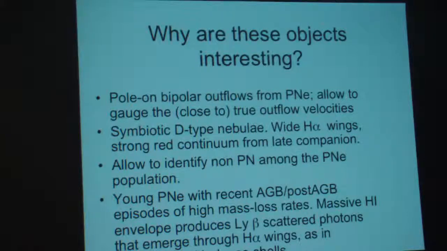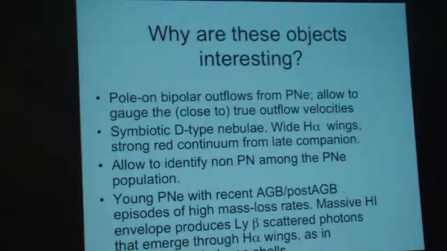And something which I think has not been given proper attention is that in the case of young planetary nebulae that have gone through recent episodes of very high mass loss rates, they develop massive H I envelopes. And if you produce Lyman beta photons, then you're going to have Raman scattering of photons that will produce these lines in the dense shells.